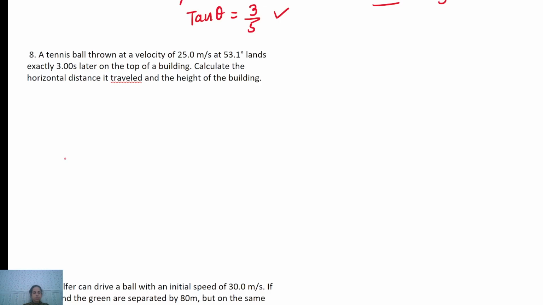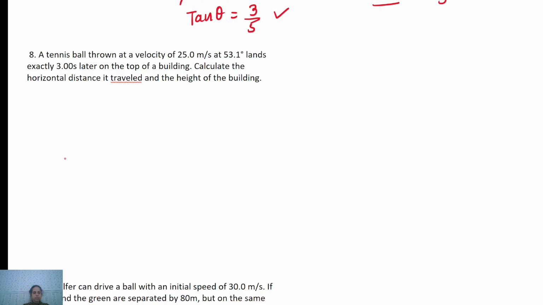And then y, same formula, because it's a displacement. So ut plus half at squared. Y gives me the height, and the u in the y direction is 25.